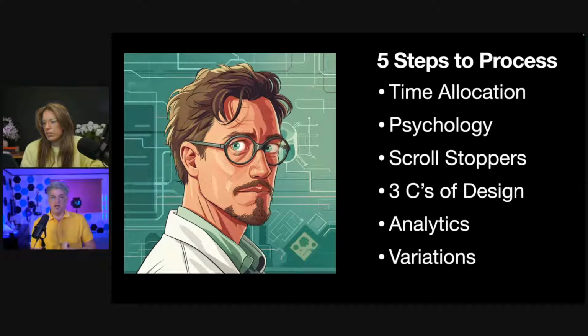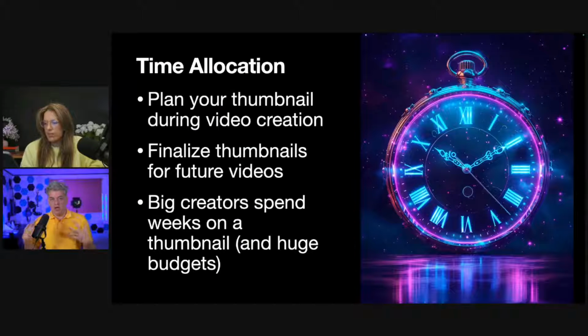Time allocation. How much time do you spend on creating the thumbnail versus creating the content? What's that ratio? Psychology, scroll stoppers, the 3 C's of design, analytics, and variations. Now, I realize that's 6 steps. So time allocation is not really a step. It's just planning. It's deciding how much effort you're going to put into the other 5 steps. So let's talk about how much time you should put in.